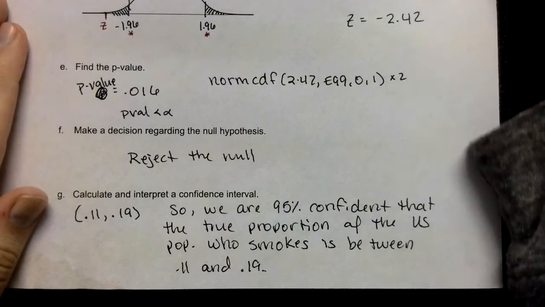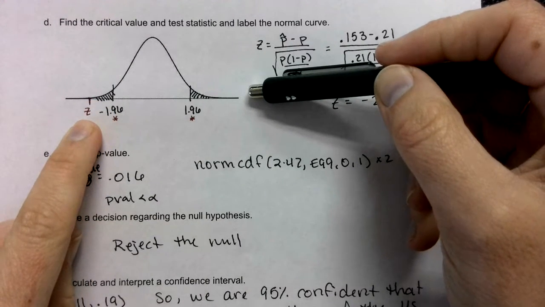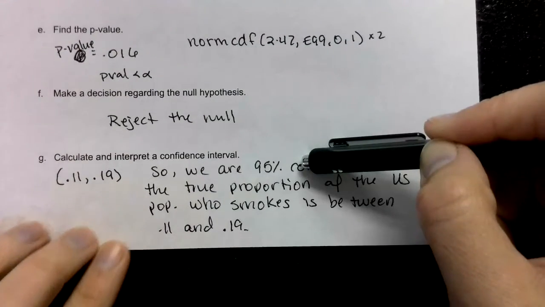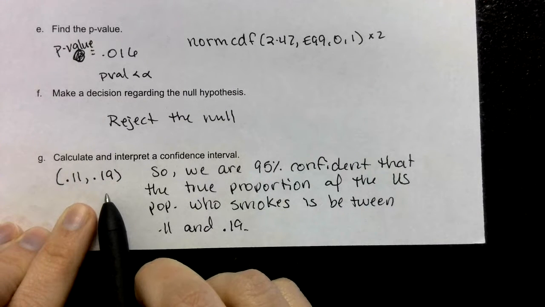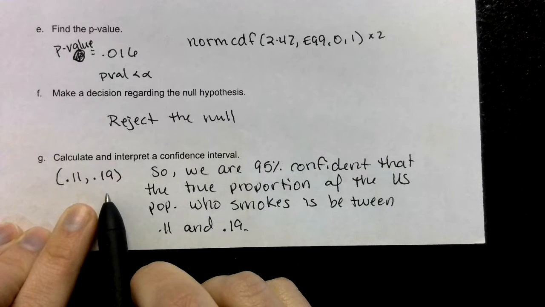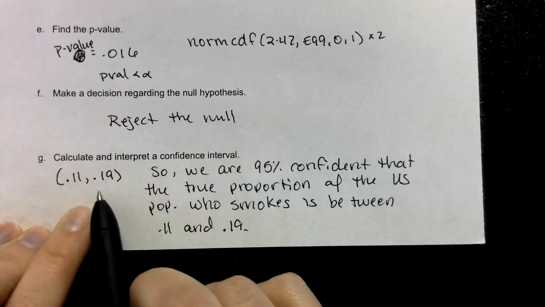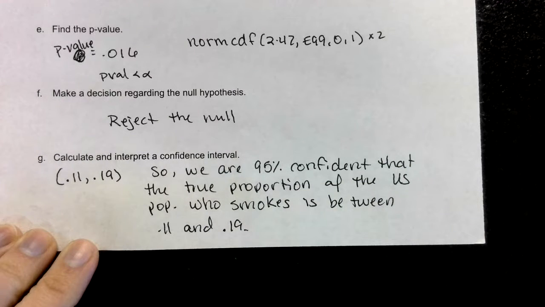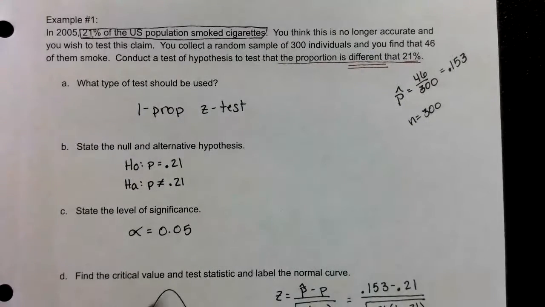So here's what I mean by all the things have to support each other. This step said reject the null. This step said reject the null. And this step also says to reject the null because your null hypothesis of 21 is not in the interval. So we're 95% confident that it can't be 21 because it is not contained in our interval. So that's what I mean when I say that all of these things should support one another. Okay, so that's our first full example of a one-prop z-test.